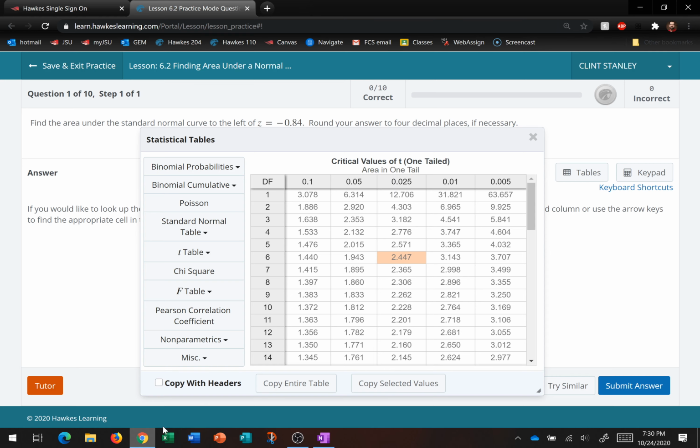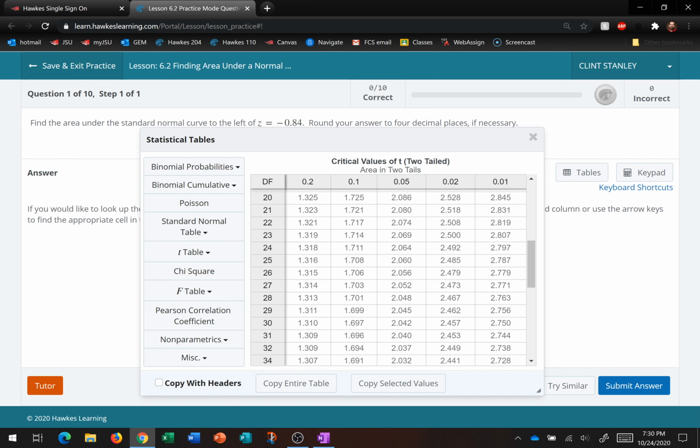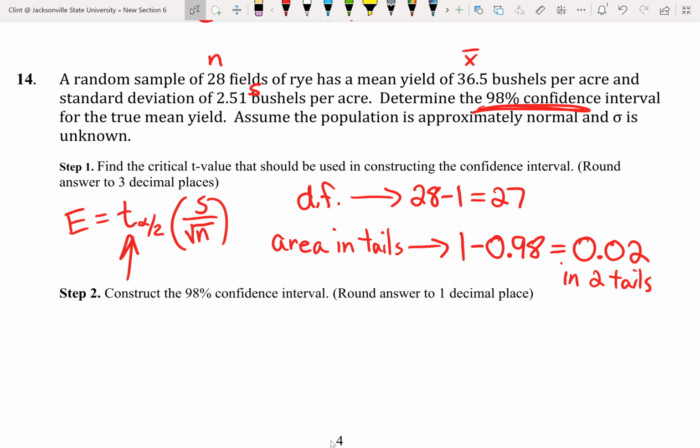And let's see what we get. So we'll go to area in 2 tails, 0.02 in 2 tails. That's the first column. 27 degrees of freedom gives us a critical t of 1.314. 0.02 in 2 tails, 27 degrees of freedom, 1.314. So I wrote all over this one, but 1.314 is our critical t. That's this number.